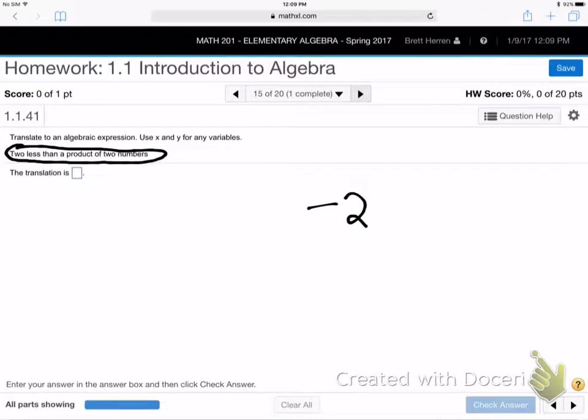So what goes in the front? The product of 2 numbers. What's the product? x, y. Nothing in the middle because that means times. So there we go. xy minus 2. That's 2 taken away from, 2 less than, the product of 2 numbers. Is that good? Making sense? All right.